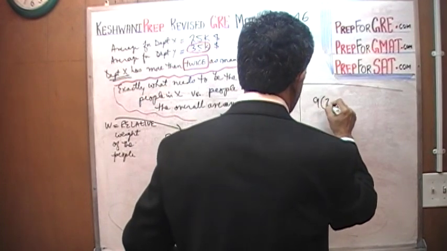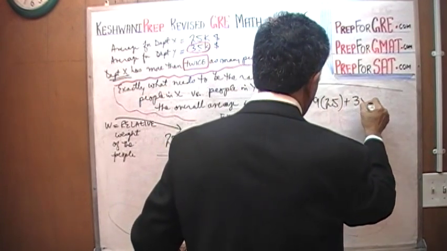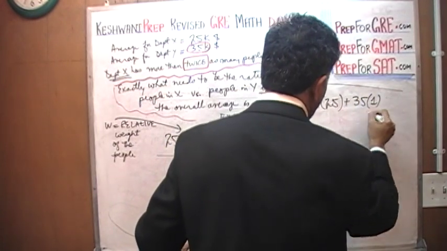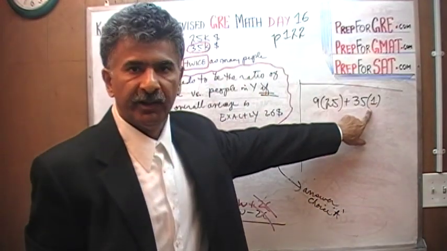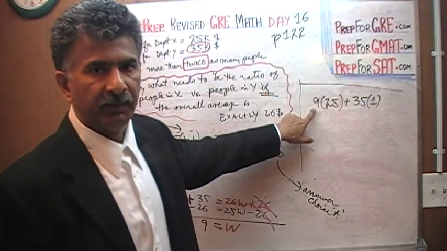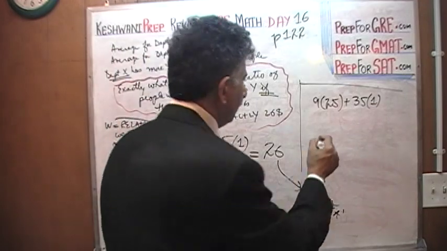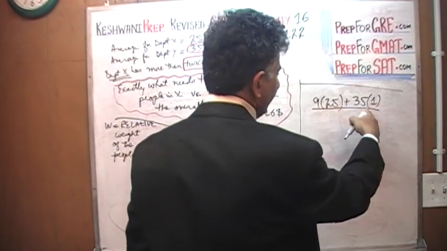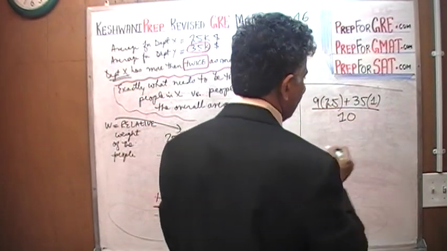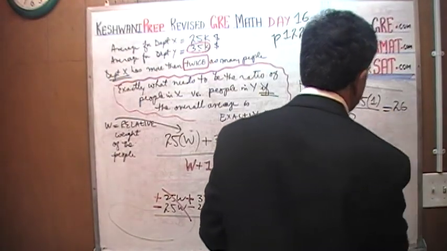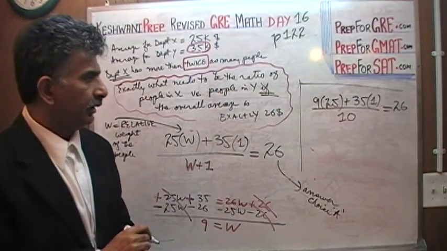So 9 times 25 plus the 35, which technically is 35 times 1, because for every one person in Department Y, we have 9 people in Department X. And since there are 9 people here and 1 person there, we have a total of 10 people, and the overall average is 26.